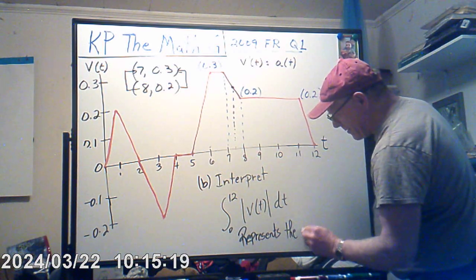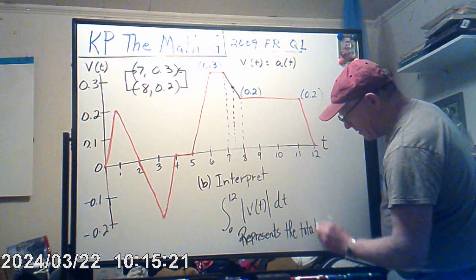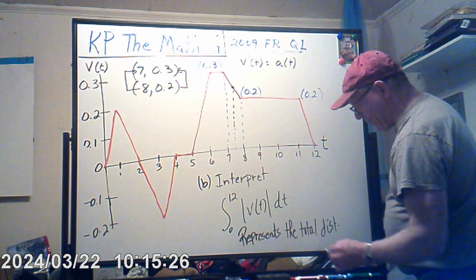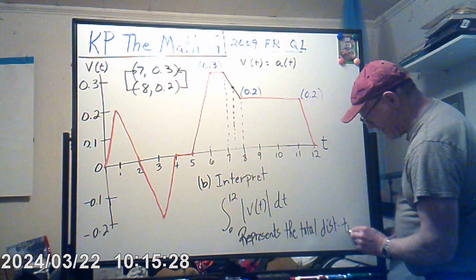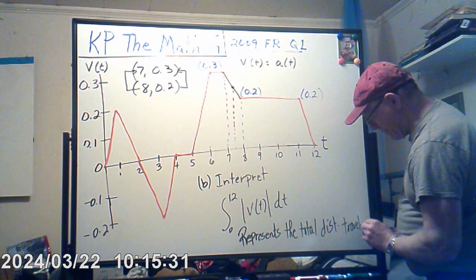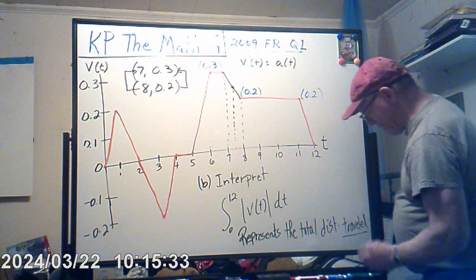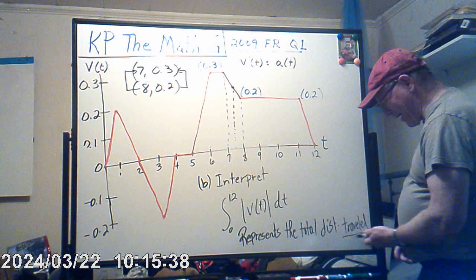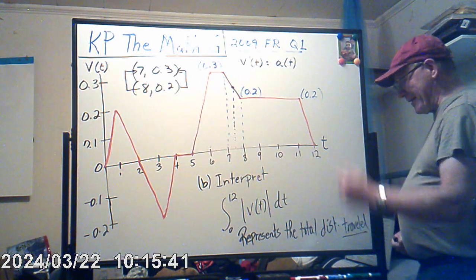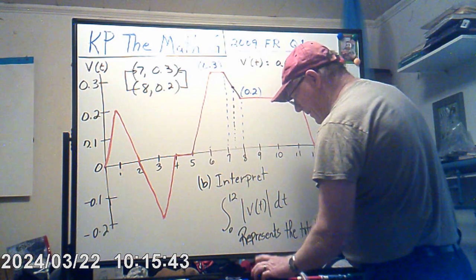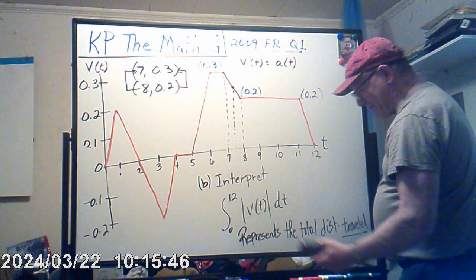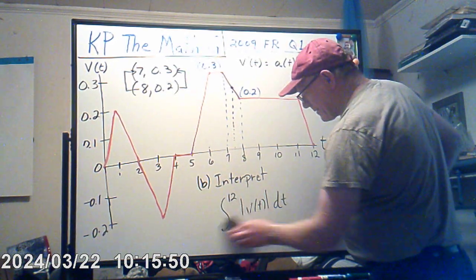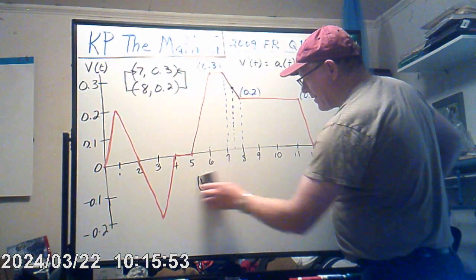So this represents the total distance Caren traveled. Alright, I think it's 1L, but anyway, who cares? Oh, okay, alright, traveled. You can comment on the spelling and say, KP, it's LLED, but hey, total distance traveled. Okay, so that's really what that is.